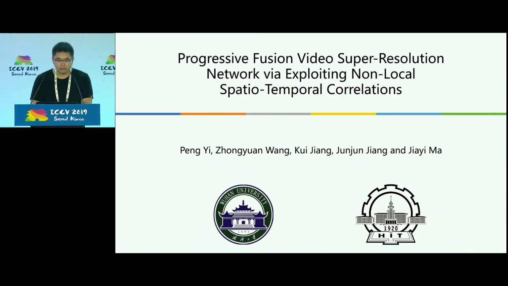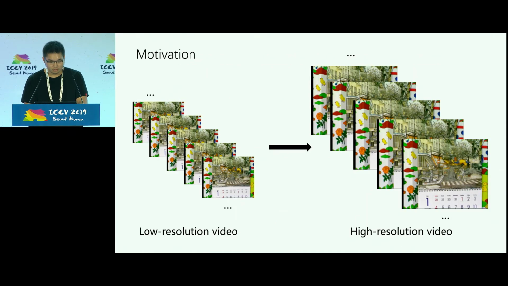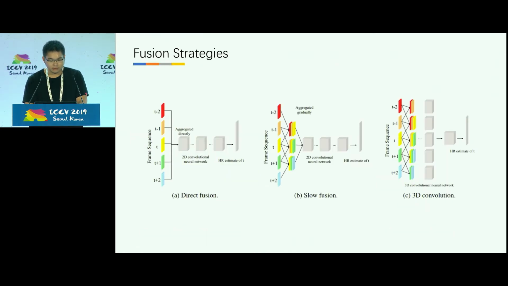Hey everyone, we present the paper Progressive Fusion Video Super Resolution Network by exploiting non-local spatial-temporal correlations. As you can see, video super resolution aims to reconstruct high-resolution video frames from the given low-resolution video frames.